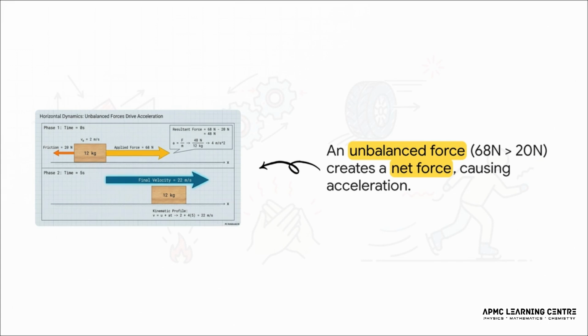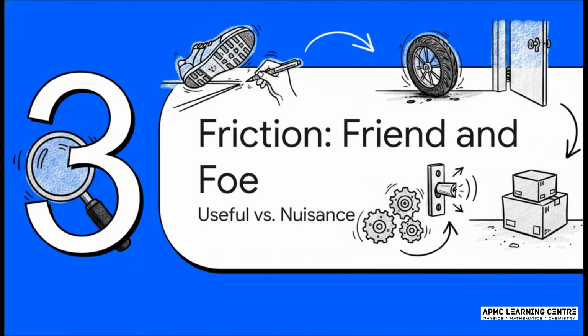But what happens when we really put some muscle into it? Now we've cranked our push up to 68 newtons, but that friction is still stuck back at 20. All of a sudden the forces are unbalanced. We've got a leftover or net force of 48 newtons pushing the block forward. And according to Newton's second law, an unbalanced force causes acceleration. The block starts picking up speed. Simple as that.